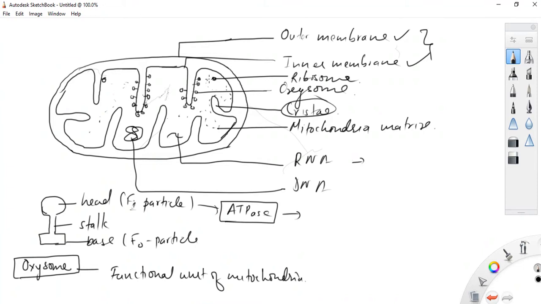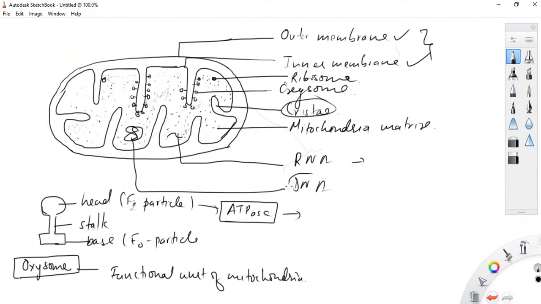So simply you can see that mitochondria may be spherical, oval, or rod-shaped. In most cases we find rod-type mitochondria. Mitochondria is the largest cell organelle of the animal cell, and it is the second largest cell organelle of the plant cell.